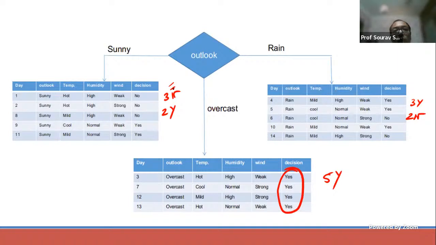So for the outlook sunny, if I just don't do anything else, this is what my decision is going to be. For the other case, the outlook has rain. The outlook has rain. 3 yes, 2 no. So my decision is going to be yes out here. Okay. Second question to the class is that if I keep my tree at this particular stage, I don't split it further, right? What will be the accuracy of the overall tree? What is going to be the accuracy of the overall tree?